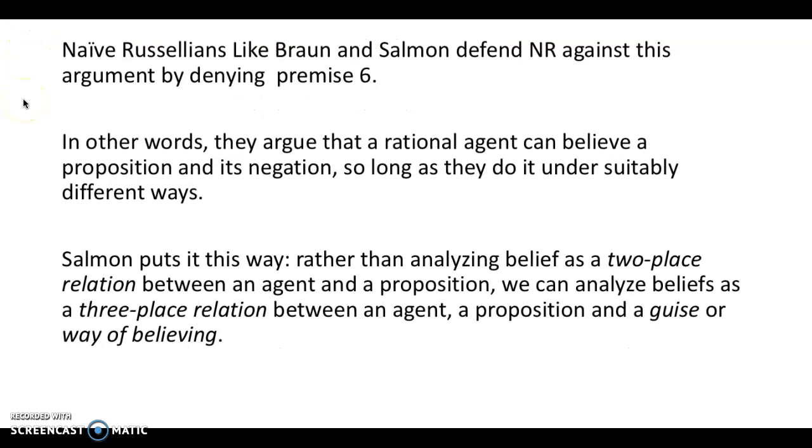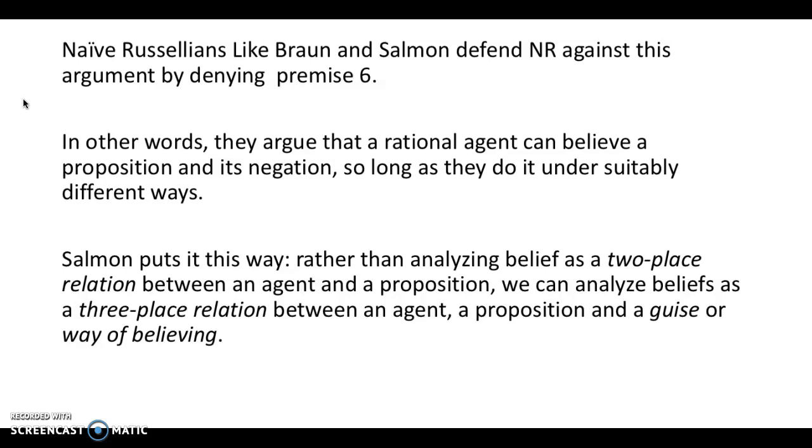So naive Russellians like David Brown and Nathan Salmon defend naive Russellianism against this argument by arguing that premise 6 is actually false. So in other words, what they propose is that a rational agent can in fact believe a proposition and its negation at the same time and still be rational, insofar as they do so in suitably different ways.